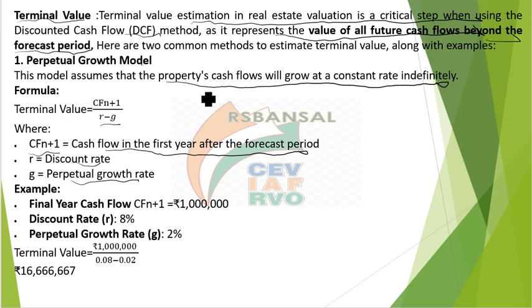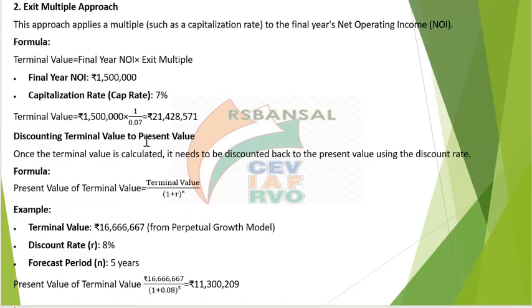So let us suppose, for example, the final year cash flow is 1 crore, the rate of return is 8%, and the perpetual growth rate is 2%. So the terminal value will be 1 crore divided by 0.08 minus 0.02. So it will be 1 crore 66 lakh 66,667.